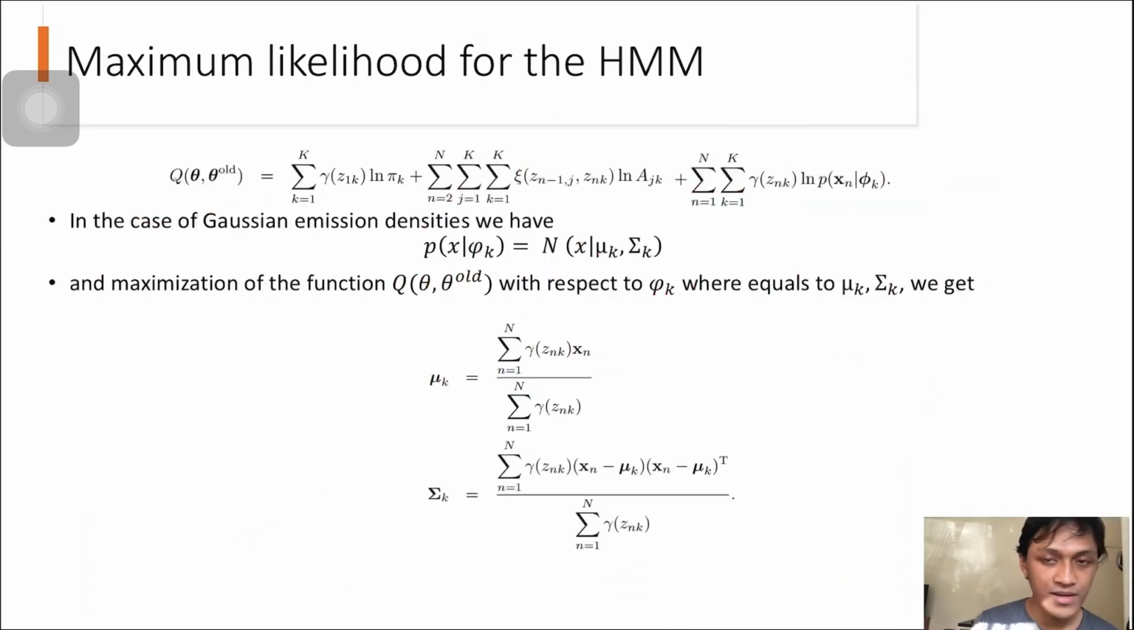We have three parameters, right? Pi, A, and also sigma. To maximize this Q(theta, theta old) with respect to sigma, we notice that the final term in this expression depends on sigma, while the others do not. So we only focus on this one. For example, we can assume Gaussian emission densities, so with respect to this it is equal to this formula. By maximizing this function with respect to mu k and also sigma k, we get this formula.